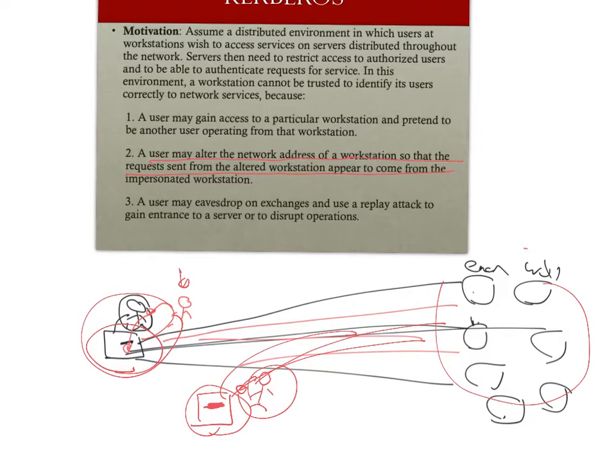Or a user may eavesdrop on an exchange and use the replay attack. So the user can capture some of the communication messages and then replay them again at another time, right? And as we said, replay attacks can be mitigated easily using what? We talked about that before. How can I mitigate replay attacks?